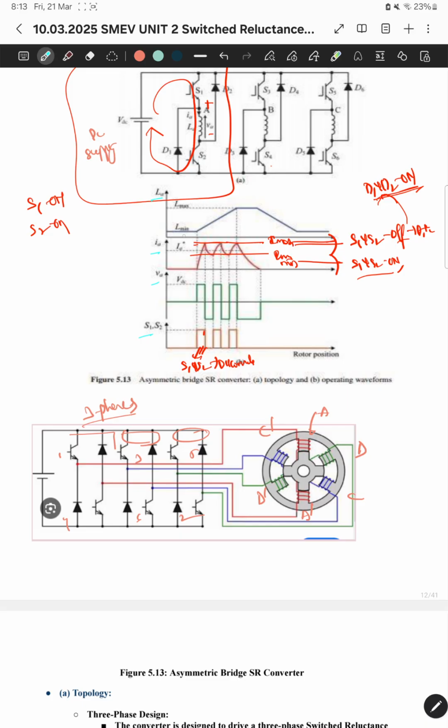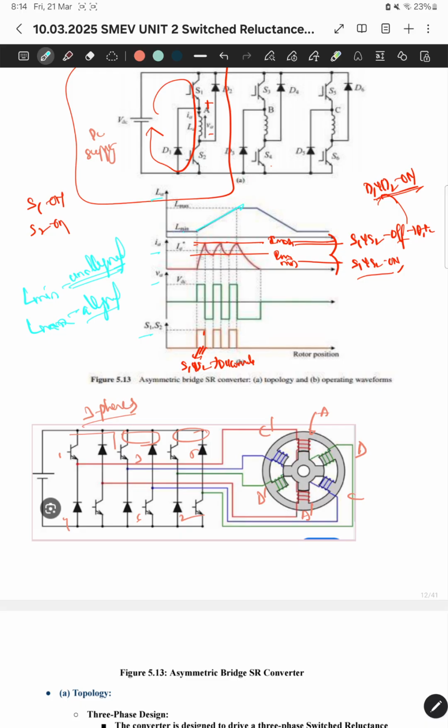Normally the inductance will be minimum in unaligned positions. So when the rotor and stator are not on the same axis, the inductance will be minimum, and the inductance keeps on increasing as it slowly aligns. The inductance will be maximum when it is aligned, and this is the difference here. When aligned, the value is increasing here.